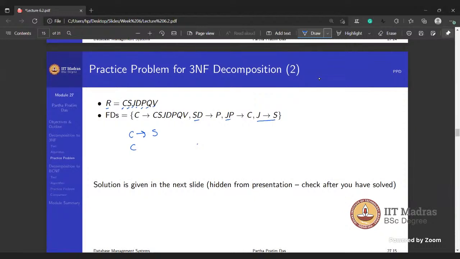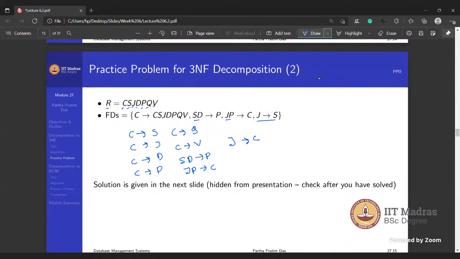So first you have to find the canonical cover. So C determines J, C determines D, C determines P, C determines Q, C determines V, then SD determines P, JP determines C, and then J determines S.